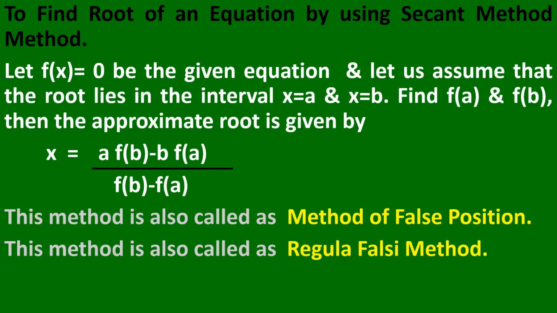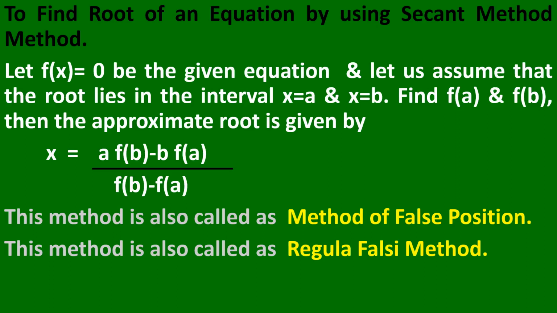Then only the root will be lying between the interval a and b, because it is the fundamental property of a root. It tells that if there exist two values a and b such that f of x is an equation and f of a and f of b are of opposite signs, then at least one root will be lying between the interval a and b. So here let us assume that the root lies in the interval x equals a and x equals b. That means the interval where the root will be lying is a comma b.